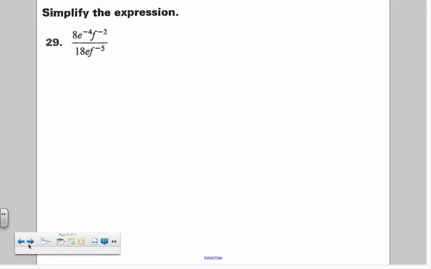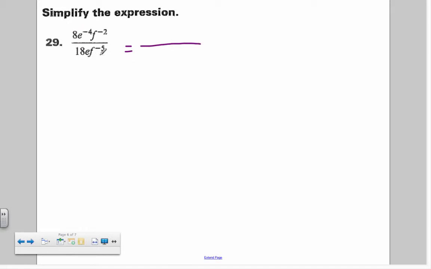Okay, let's take a look now at number 29. 29 is another quotient, right? I've got a lot of dividing going on here, and I can take all of this one step at a time. The very first thing I'm going to look at is the numbers that I have in front. It's really just a fraction. So I'm going to simplify that fraction as much as possible.